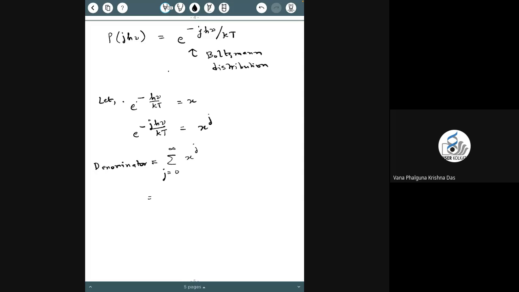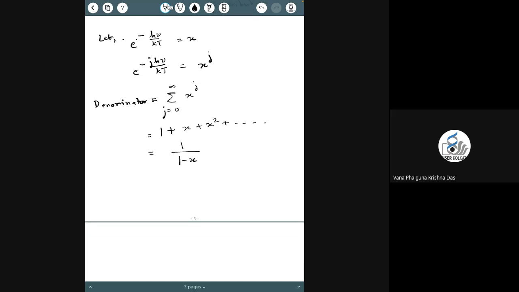Okay, so this is the denominator, the sum of x to the power j. So that is 1 plus x plus x squared, an infinite series. This is a geometric infinite series, and the multiplying factor is x. So by that rule, you have 1 by 1 minus x as the value of the sum. Now let's do the numerator.